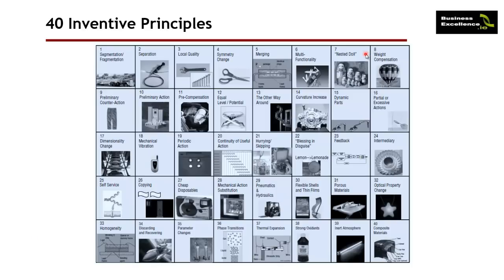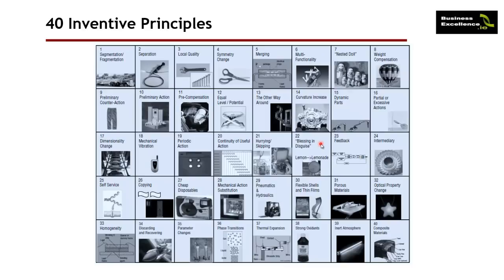Russian doll syndrome we've talked about. Weight compensation we've talked about. The other way around we've talked about. Pre-compensation, for example, here in number 11. This equates to if you know something is going to happen and there is nothing you can do to solve or stop the problem happening, but is there something you can do to compensate or pre-compensate? Hence an airbag, for example.